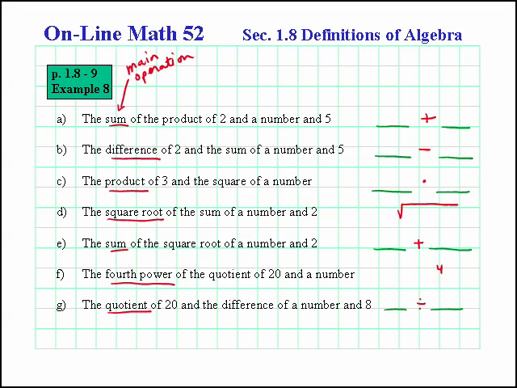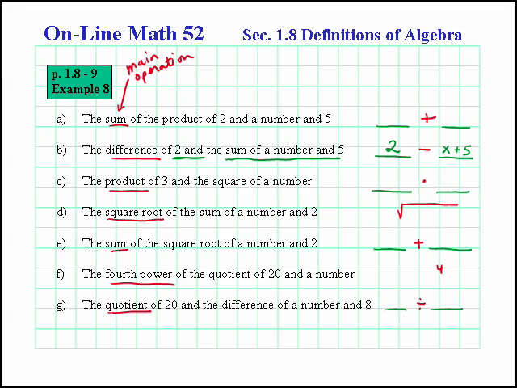In fact, I'm going to start right here at letter B. The difference of 2 and something else. So the difference of 2 and, that's where the minus sign comes into play, something else. Well, what's that something else? That something else happens to be the sum of a number and 5. Well, that's kind of lyrical almost. The sum of a number and 5. The sum of a number, sum, that's plus, x plus 5.